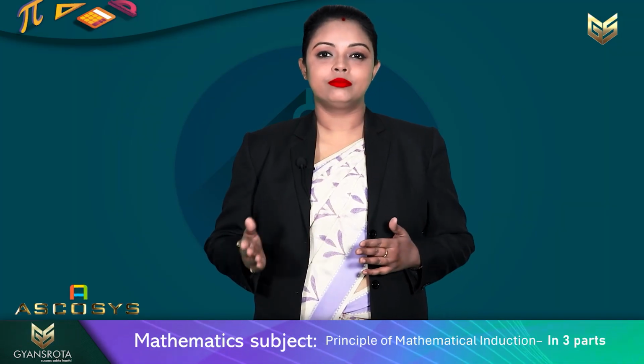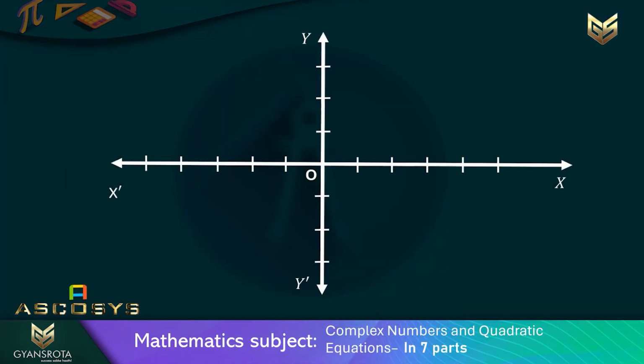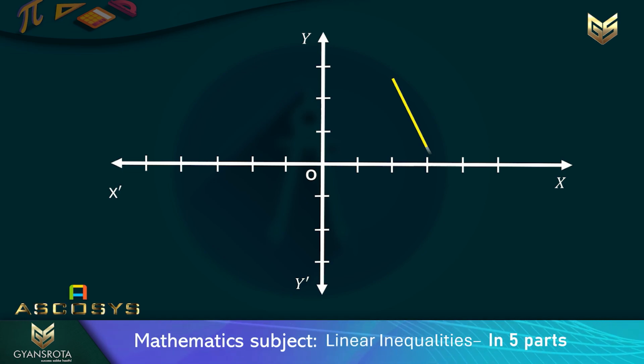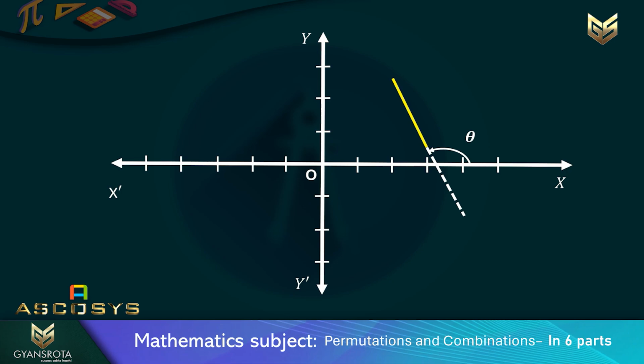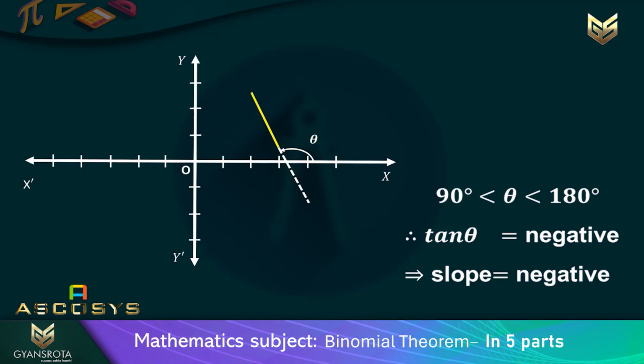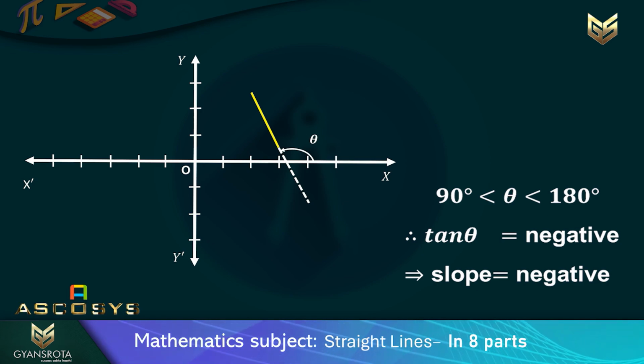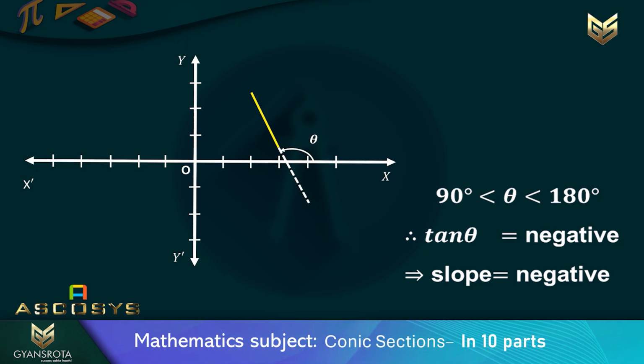Now let us study one more condition on your theta. Again, you have your x-axis and the y-axis and you have a line which makes an angle theta with respect to the positive direction of x-axis. So now if you see your diagram, you can say that theta lies between 90 degrees and 180 degrees. That means theta is an obtuse angle. So what happens if theta is an obtuse angle? Tan theta will be positive or negative? Definitely negative. That means your slope is also negative.